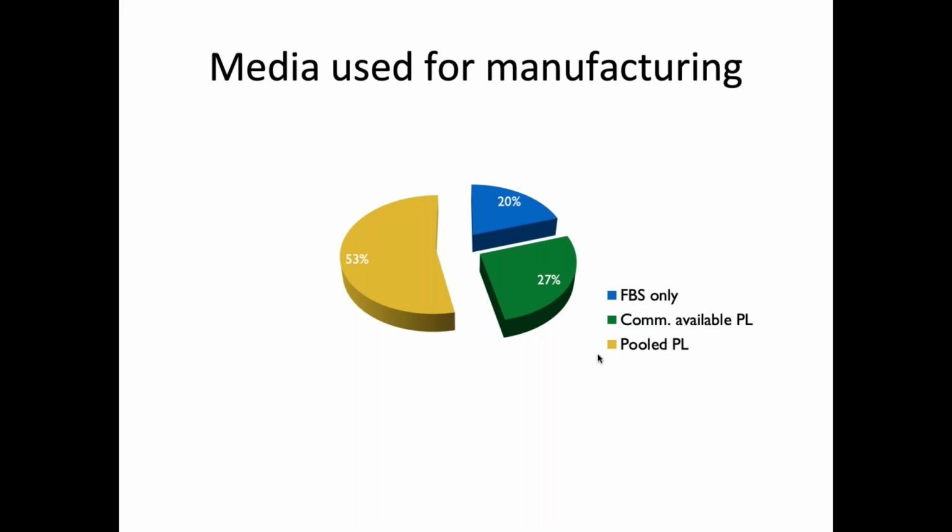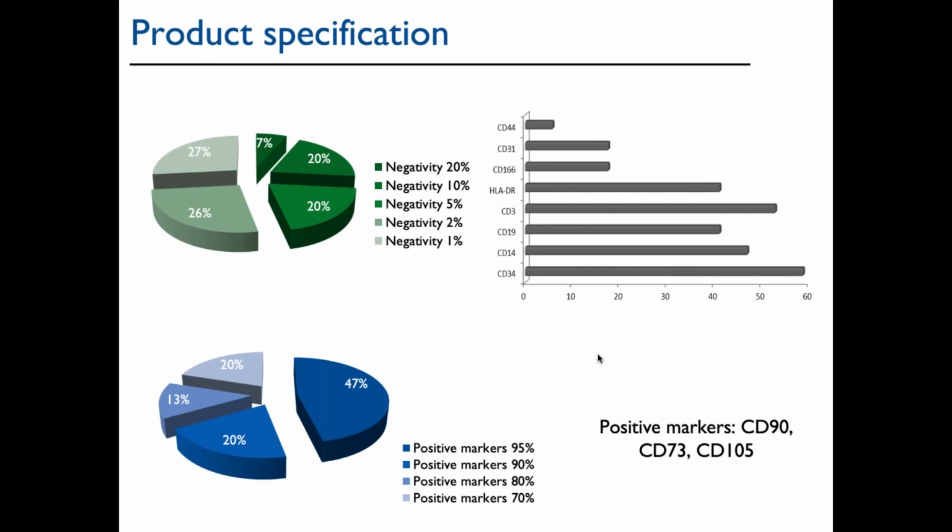So even the media used for manufacturing is quite different. At the moment of the survey, the majority were using pooled platelet lysates, but I think that everybody's moving towards, at least when it is possible, commercially available sources. Product specification is another a bit of a nightmare, and this is partly because there are markers for which it remains a bit unclear why. Like, for example, HLA-DR, there's not much point in doing it, but the ISCT criteria have proposed it to be part of the criteria, same for CD34, for example.